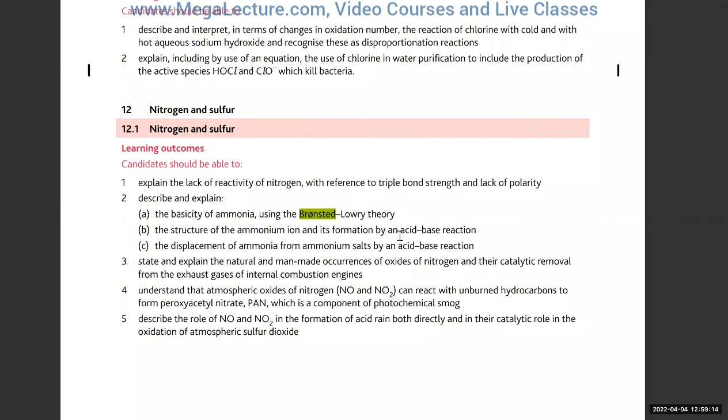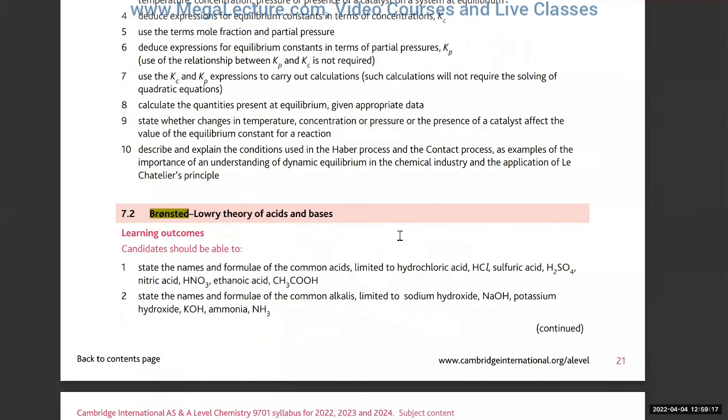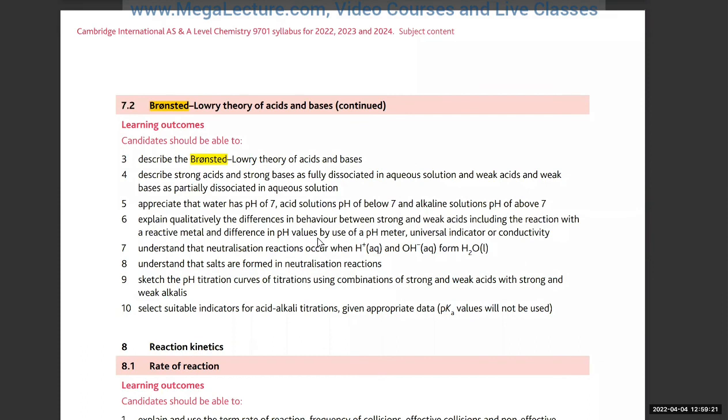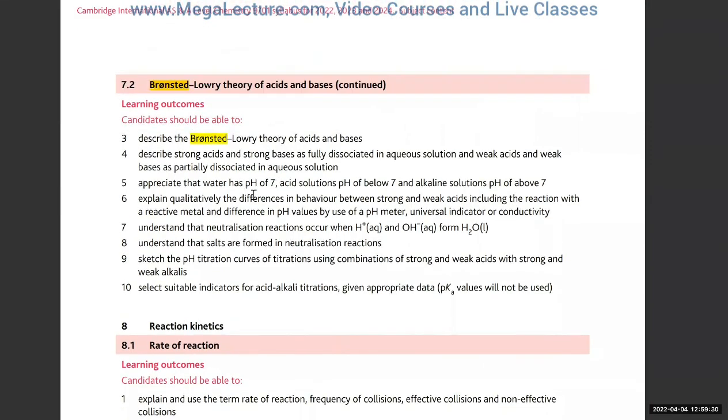The bases using Bronsted-Lowry theory. Just a second. So if acids, strong acids, pK will not be used. Okay, so we'll do this. Explain the difference between strong and weak. There was a change here. This has a bit of A2 added, but it's basically still very basic. So we'll do that tomorrow then.